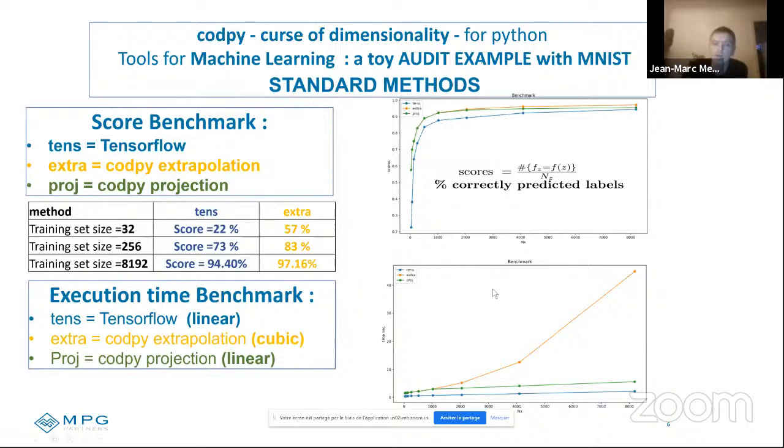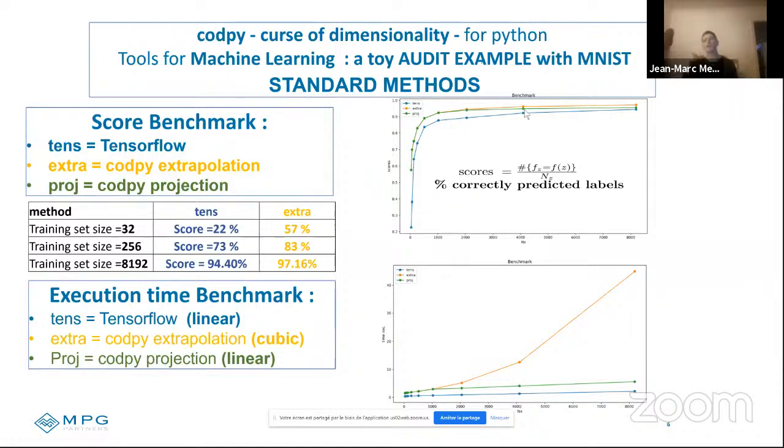Now let's go on to the execution time benchmark of these three methods. As you can see, in terms of computational time, one is cubic in terms of the size of the sampling of the training set. It means that quite quickly, it is very computationally intensive. But as you can see, there is also the green one that has linear behavior in terms of training set size. It means that it doesn't cost so much, and it's always better than the crude TensorFlow method.